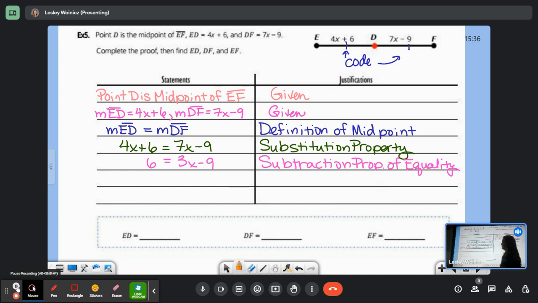It's usually about this time where someone asks me, do we have to write these out? And I get to say, if you want the points, yes. If you don't want the points, then feel free to not write them out.